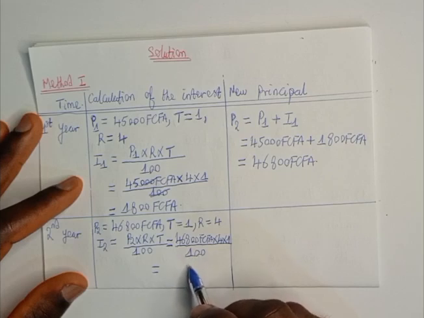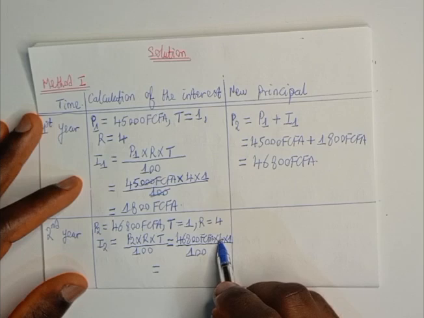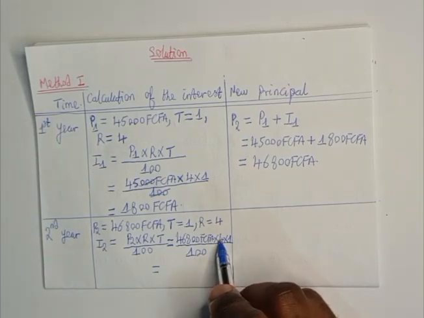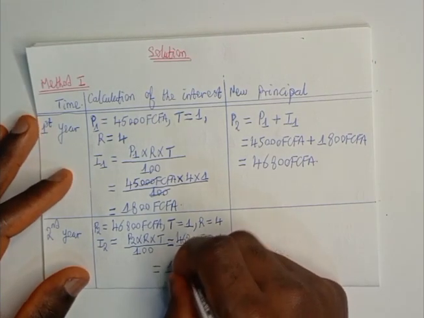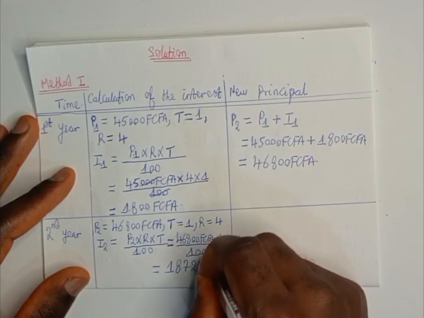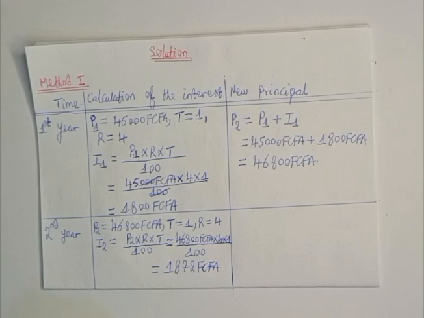This will simply be equal to 46,800 divided by 100 gives us 468. 468 times 4 gives us 1,872 times 1 remains the same amount, 1,872 francs CFA. This is the simple interest the amount makes for the second year of the investment.